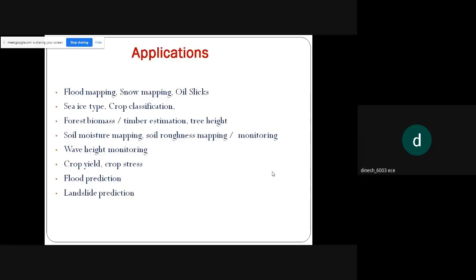The applications are snow mapping, crop classification, forest biomass or timber estimation, wave height monitoring, soil moisture mapping, crop yielding, crop stress, flood prediction, landslide prediction.